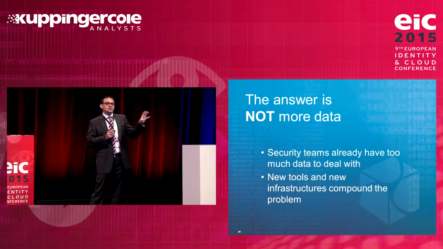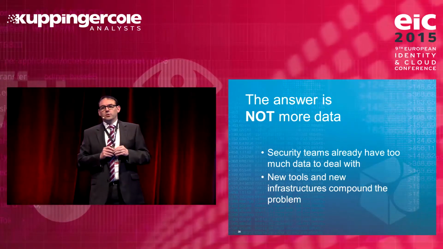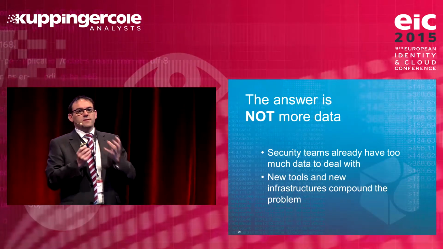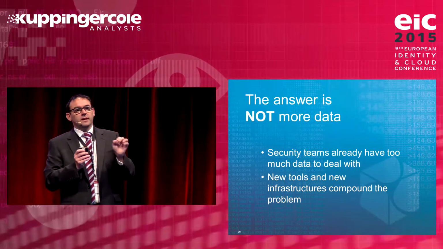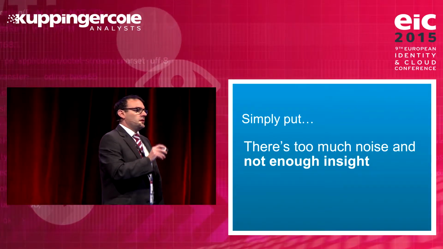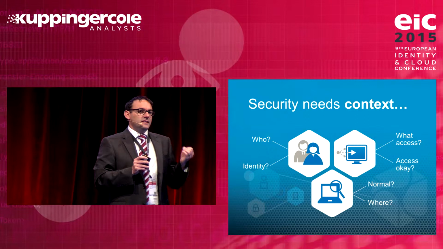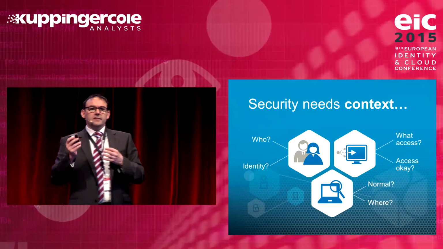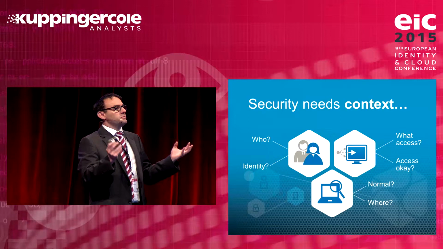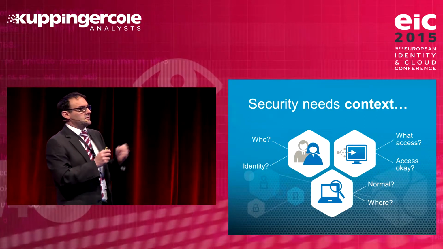And if you look at some of the recent breaches that would have been in the press over the last 18 months or so, things like Target, for example, the signs were there for those attacks. It was just very difficult to understand and pinpoint what was happening within the sheer volume of data that existed. So, simply put, there is too much noise and not enough insight. And so security needs context. And if you take a look at identity and security, these two things are no longer separate silos and separate domains within an organization. Identity needs security, and security needs identity.